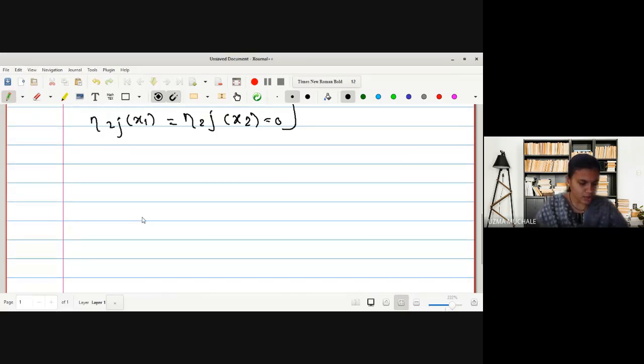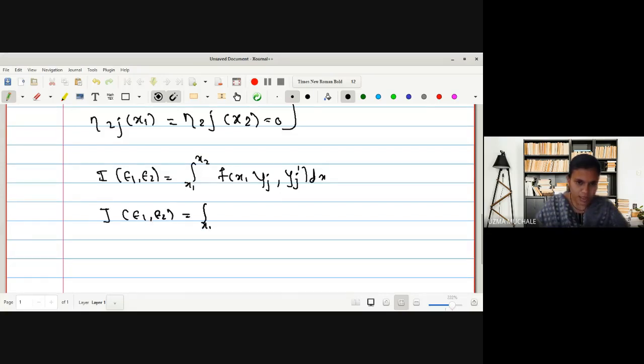Now we shall look for the path for which we get the extremization. So for that, let me now write the integral I, which is in terms of epsilon 1 and epsilon 2. It can be written as the integration from x1 to x2 of f of x, yj, yj dash dx. Similarly, the other integral J of epsilon 1, epsilon 2 is the integration from x1 to x2 of g of x, yj, yj dash dx, which is equal to some constant.